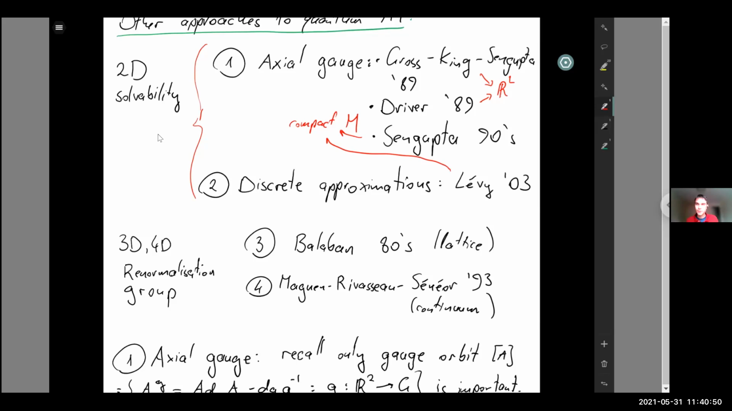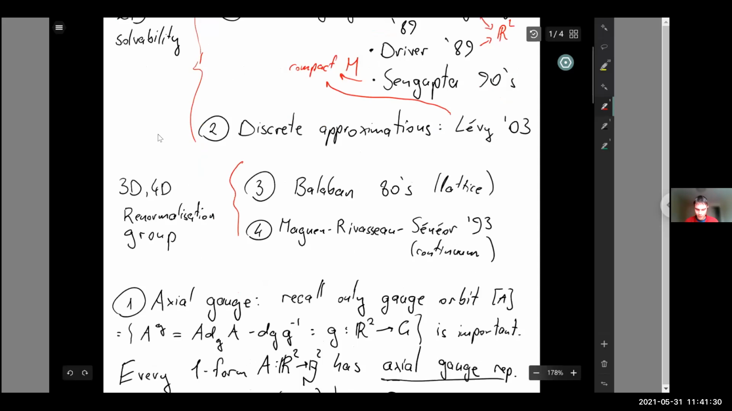And so the state of the art in these works are a work by Balaban, which is quite famous. It's from the 80s and it uses a renormalization group approach for the lattice. And then there's another approach which is in essence similar in spirit. It also uses renormalization group ideas, but it works in the continuum. This was done by Manière, Vassaux, and Seigneur in the early 90s. These are both renormalization groups. And they both work in 3 and 4 dimensions and 2 dimensions as well.